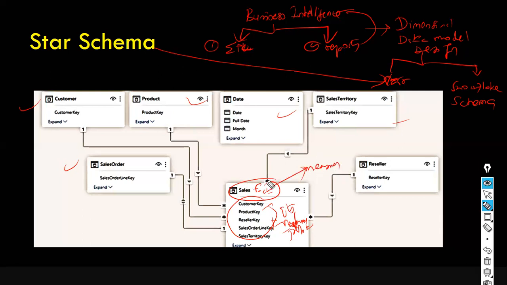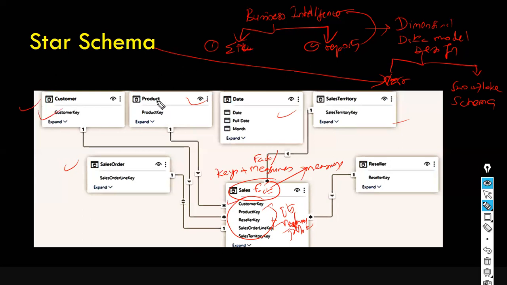In the interview, they ask you, what is a fact table? Fact table is nothing but the keys from all the surrounding dimension tables plus the measures or the facts. What is a fact table? It's a combination of the keys. What are the keys? Customer key is there, right?